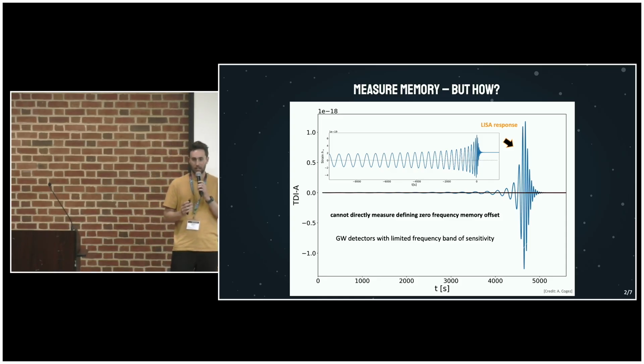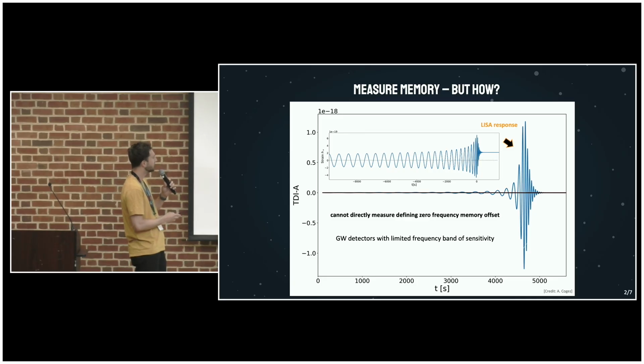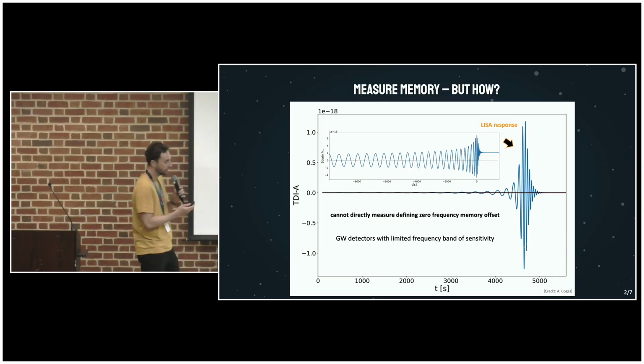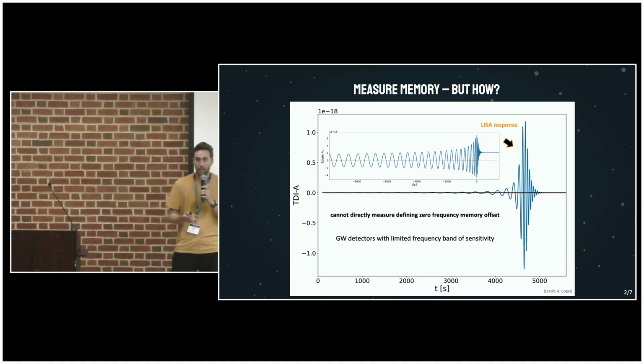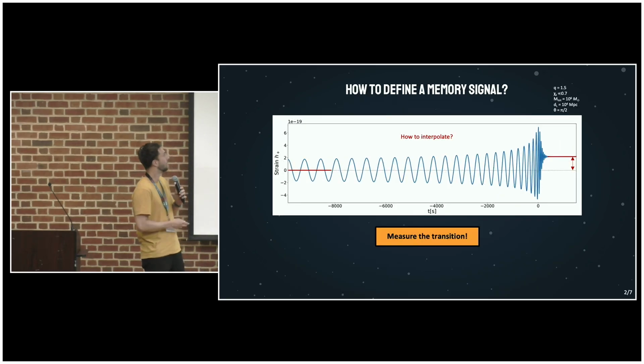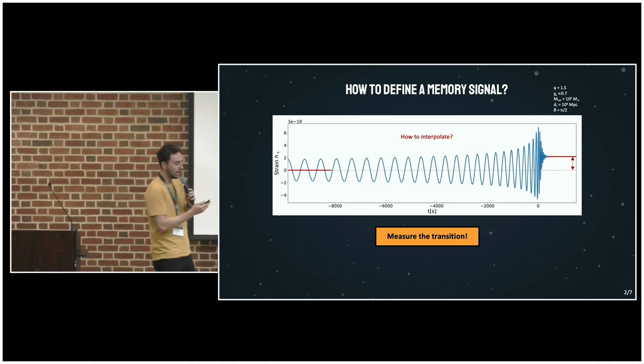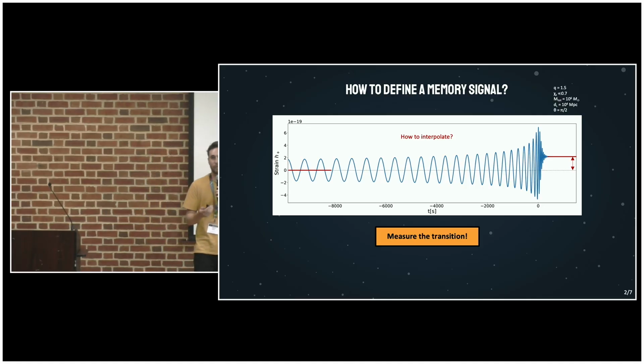And this is not a specific fluke of LISA. It's just the fact that any gravitational wave detector that is limited in its frequency band will never actually measure the permanent memory offset. However, not all hope is lost, because what we can still measure is the transition. The transition between one state to the other could leave an imprint in our gravitational wave detector. But the question is then, how can we actually model this waveform, or what part of the waveform can we uniquely associate to this memory offset?